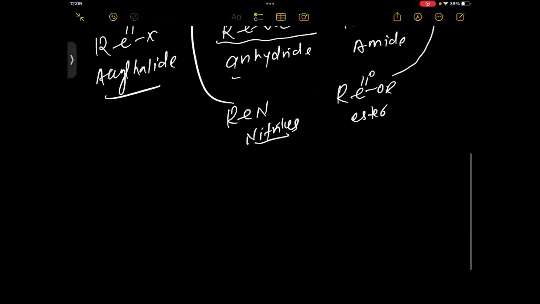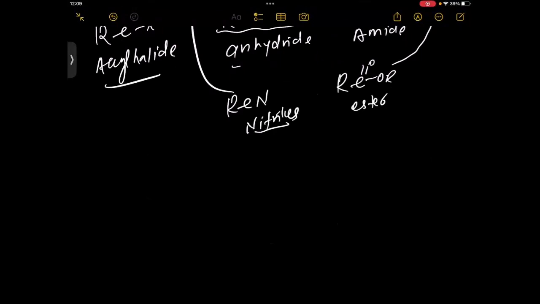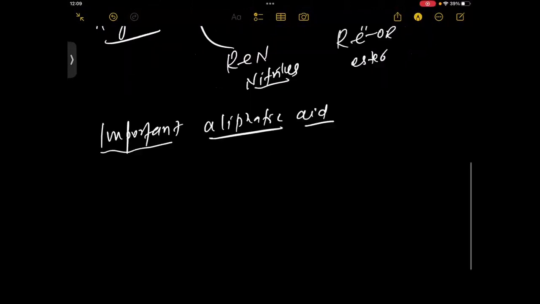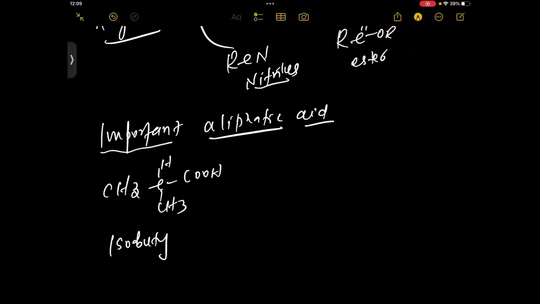Now see here, students, I write some important aliphatic compounds, which are very helpful to solve the conversion or mechanism questions. In that case you can easily solve that. See, here are the important aliphatic acids. First, I write here CH3, CH, CH3 and COOH. That is called isobutyric acid. Okay, this is the isobutyric acid.